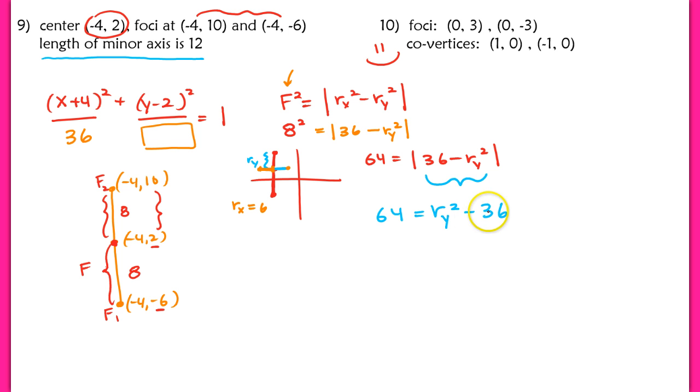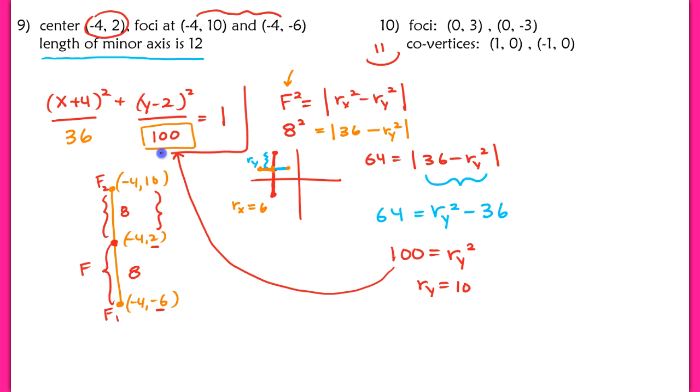So in this case, if I solve here for r sub y squared, I would add 36, and I get 100 equals r sub y squared. So r sub y is 10, but I don't have to plug that 10 in. I have to plug in 100 into that equation here. So I have y minus 2 squared over 100. So this is the standard form of this ellipse. Okay, so that's the end of the lesson.